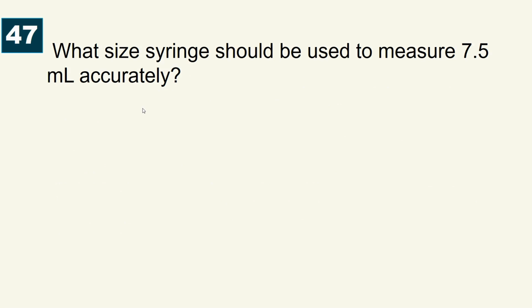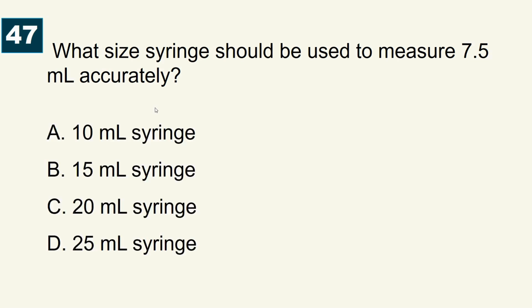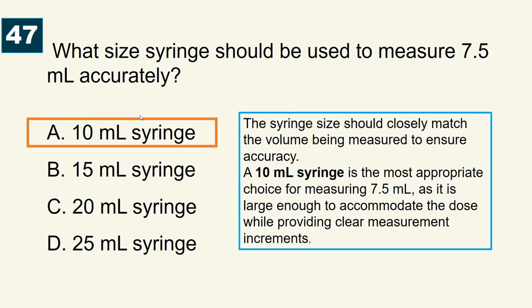Next, what size of syringe should be used to measure 7.5 mL accurately? A. 10 mL, B. 15 mL, C. 20 mL, D. 25 mL. The correct answer is 10 mL. The syringe size should closely match the volume being measured. A 10 mL syringe is the most appropriate choice for 7.5. It means the next biggest size you should select.